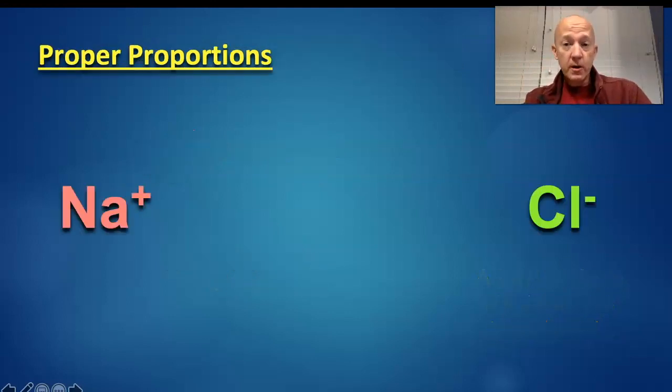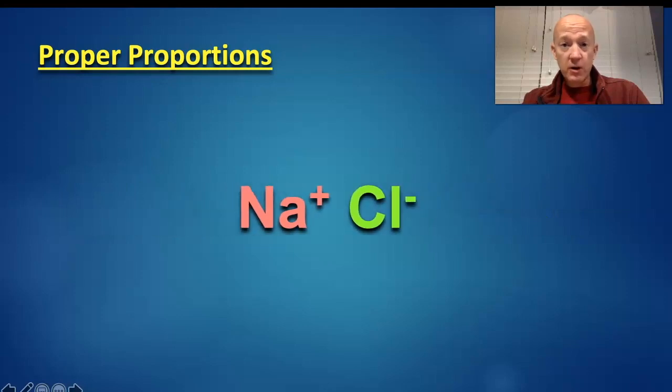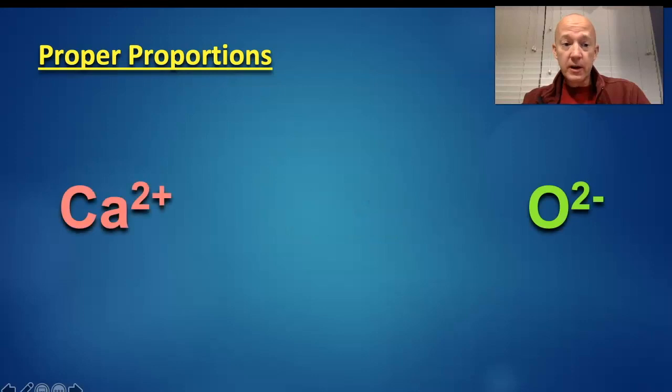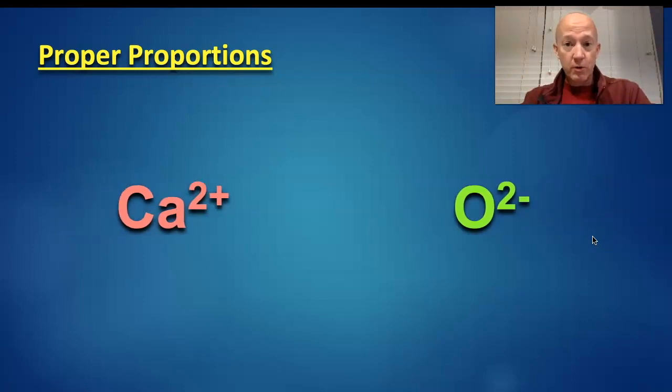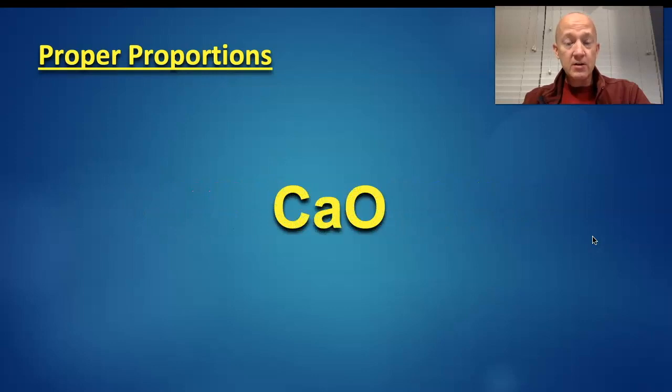One quick note, you don't have to use swap and drop if your charges are equal but opposite, like for sodium and chloride. Those just go together in a 1-to-1 ratio to give you sodium chloride, or calcium and oxide. Notice that you have equal but opposite charges. You don't have to use swap and drop. They just go together as a 1-to-1 ratio to give you calcium oxide. Okay? So only use swap and drop if you have different magnitudes of charges.